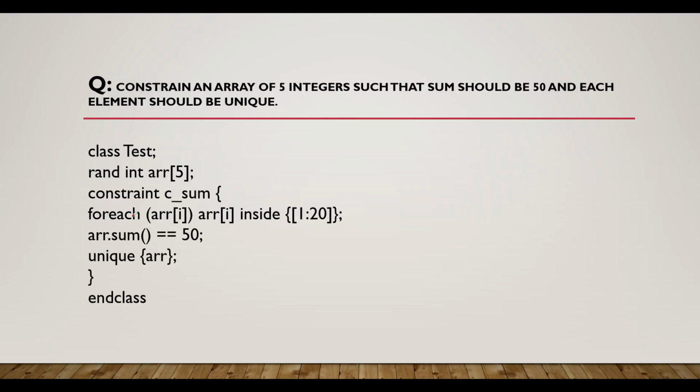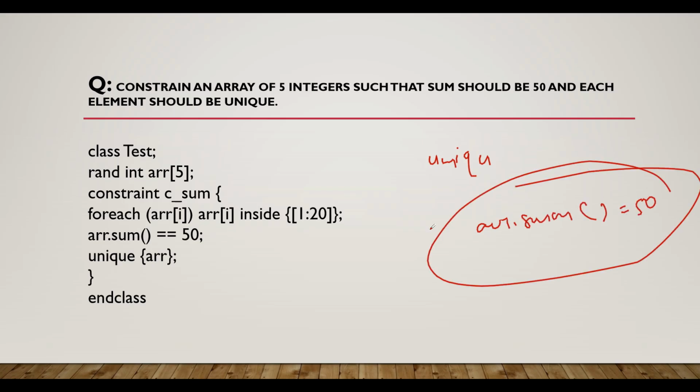Now here is another constraint. We have to constrain an array of 5 integers such that the sum should be 50 and each element should be unique. One inbuilt keyword was there, unique, from which you will achieve unique values. And here we have written array.sum, so we have utilized the sum method, which will consider the values inside the array whose sum is 50. So that way you can write the constraint. Okay.